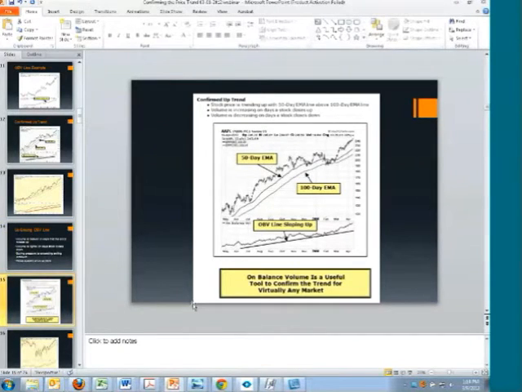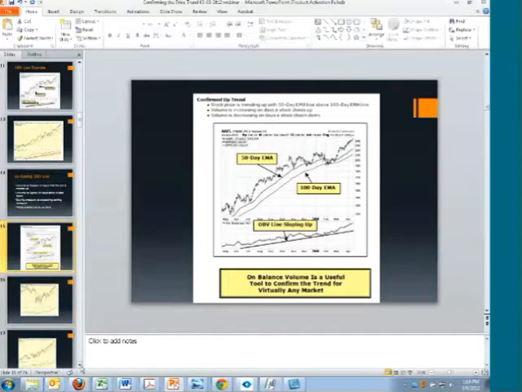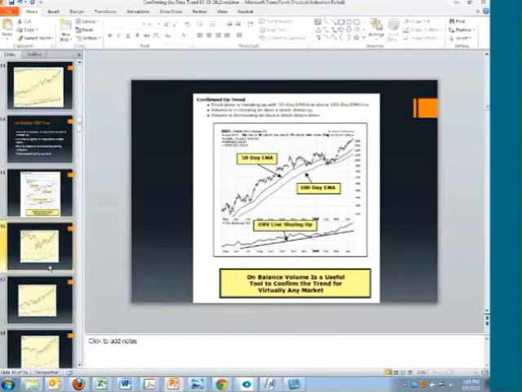So the on-balance volume, it's a useful tool to confirm the trend for virtually any market. So you can use this for stocks, bonds, ETFs, just about any market. If you look at that on-balance volume line, it's a great tool to confirm the underlying price trend.